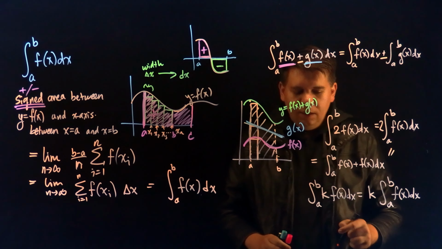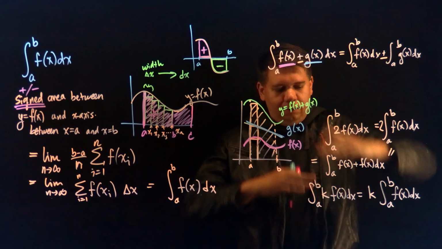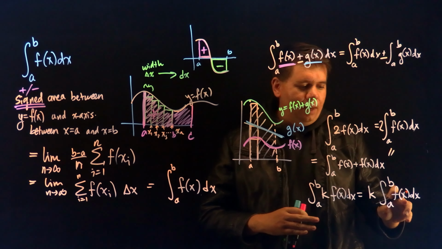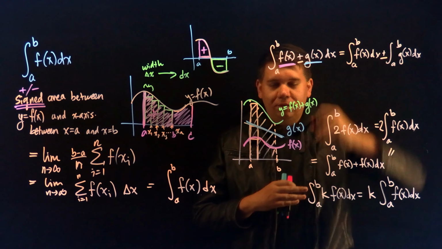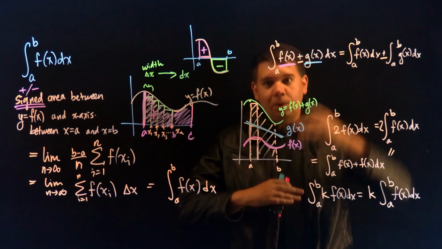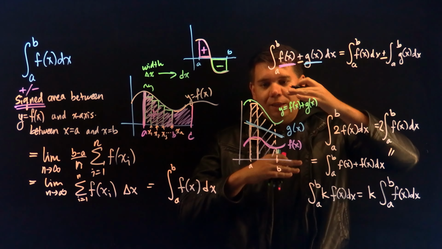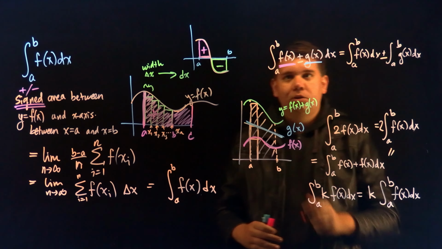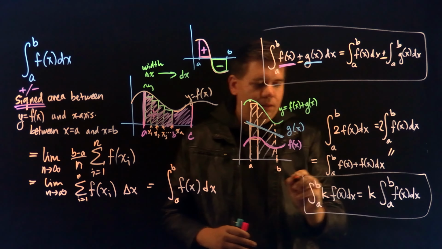Another way to see this is, when you multiply a function by a constant, you're just scaling the height. If you multiply it by 2, you're making that function twice as tall, which makes the corresponding area twice as large. When you double the height of something, you double its area. When you triple the height, you triple the area. Or k could be a fraction. When you cut the height in half, the area gets cut in half. So here are a couple more properties of the definite integral.